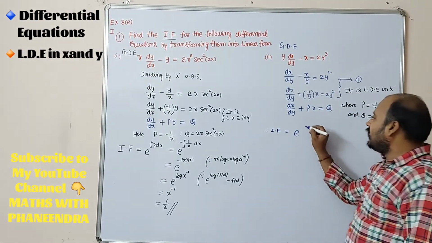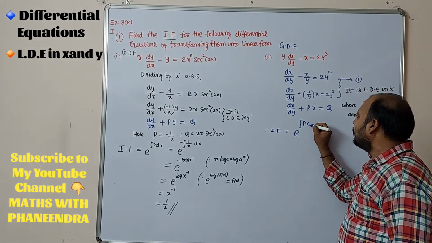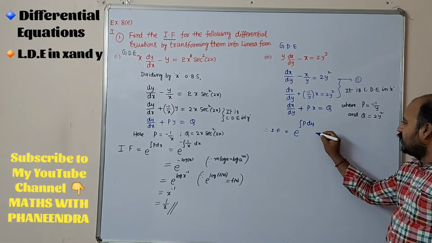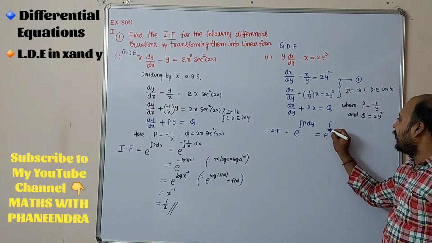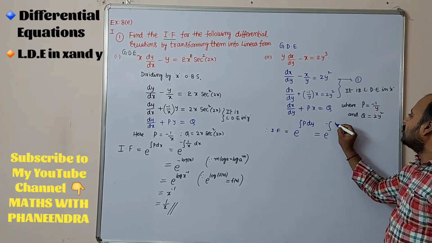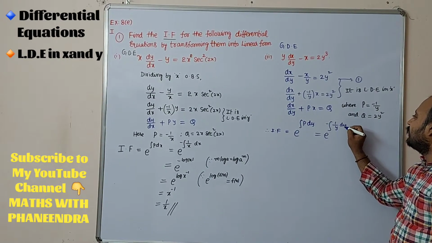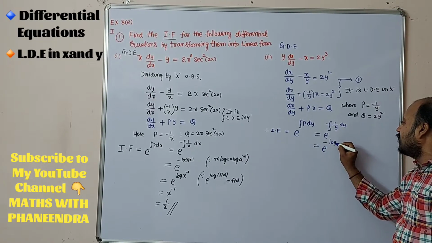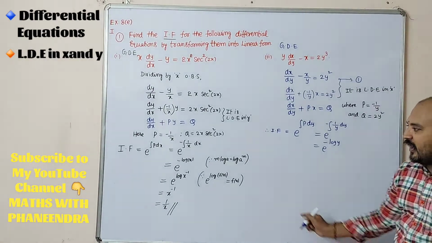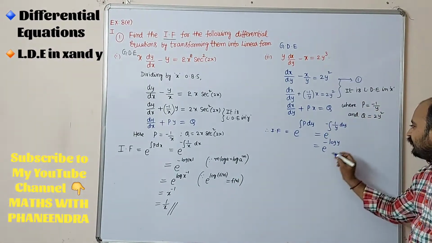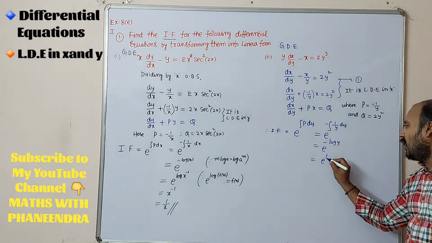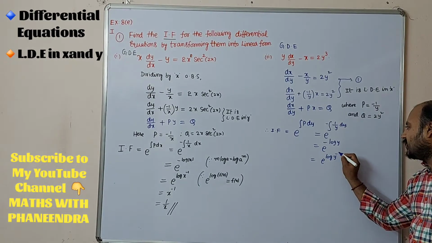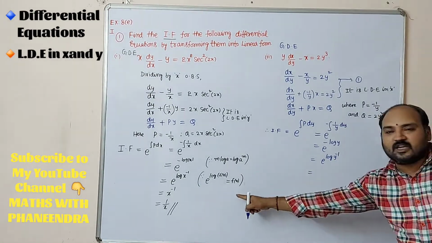So the integrating factor is e power integral p dy, which is equal to e power integral of p value, minus 1 by y. Similar question, which is equal to e power minus integral 1 by y, which is log mod y or simply log y. Again, by using the same formula, it will become e power log y power minus 1.